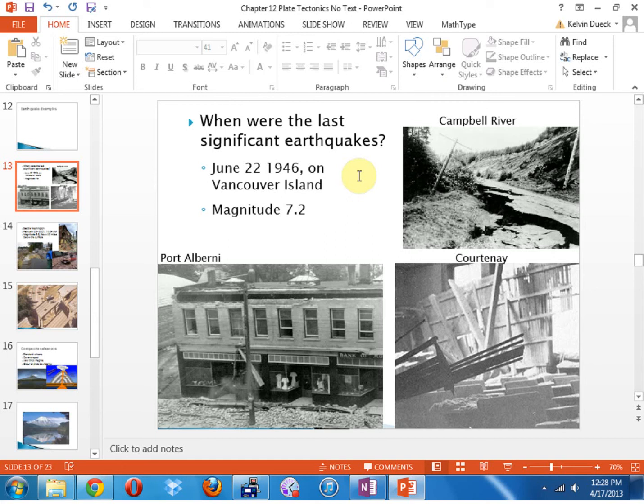Probably north of us, probably closer to Vancouver Island, but earthquake prediction right now is still very, very tough because these tectonic plates move so slowly. They're very difficult to detect, and it all happens underground. A couple of significant ones. So in 1946, on Vancouver Island, there was a magnitude 7.2. There's some black and white photos.